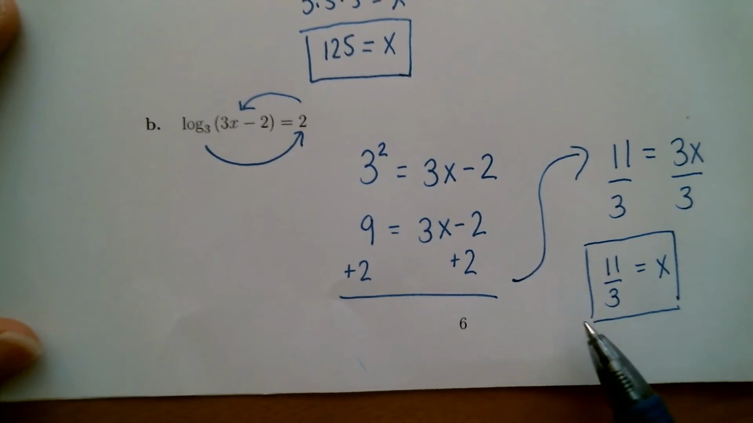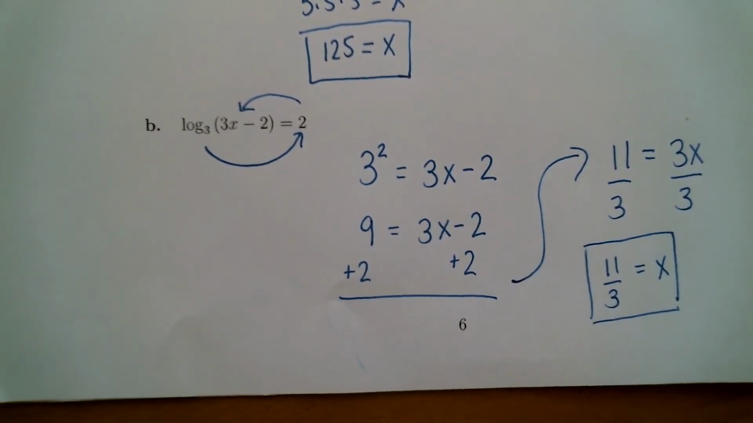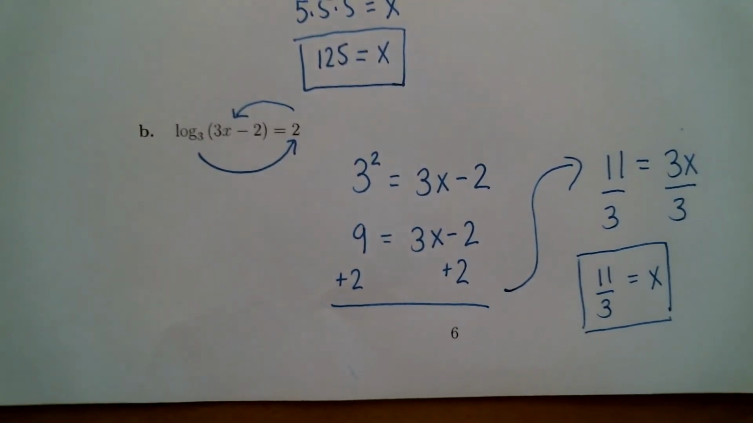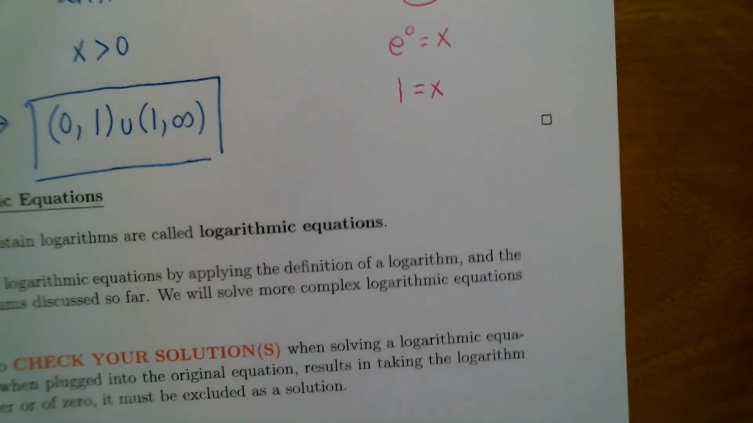So you can just leave it like this. If you're not sure, just put the decimal approximation out to the side. So that's the answer to that one. Moving on to the next page. Like I said, we're just going to do a bunch of these. The more practice, the better.